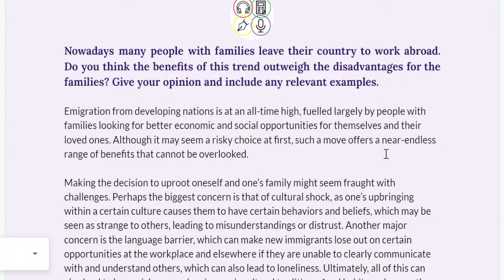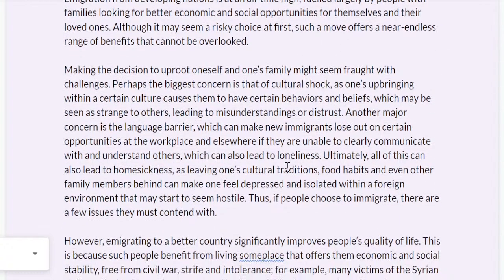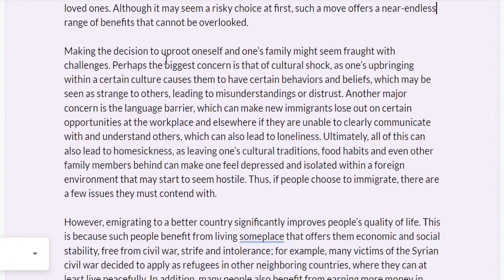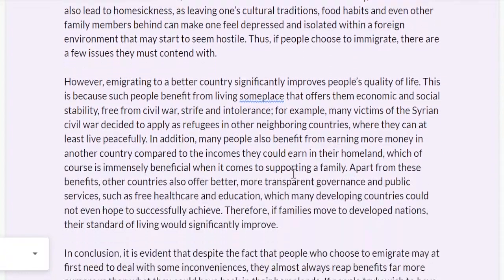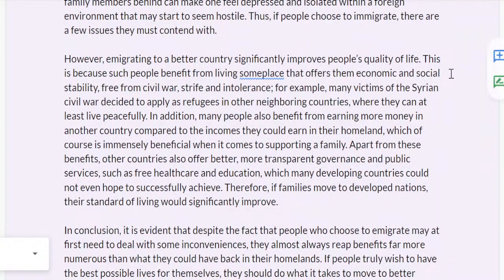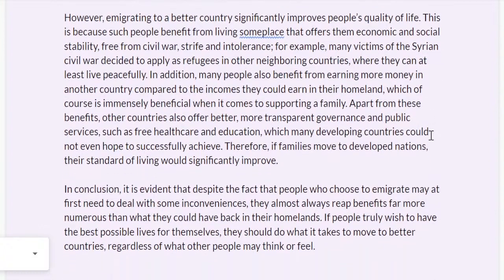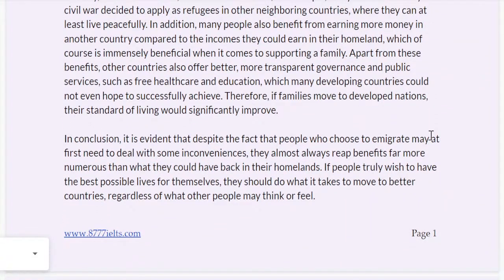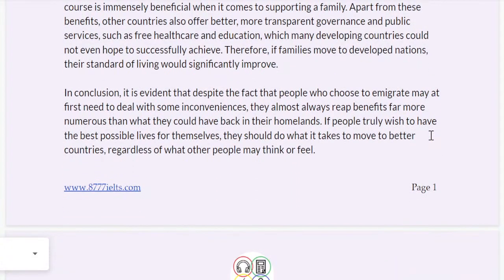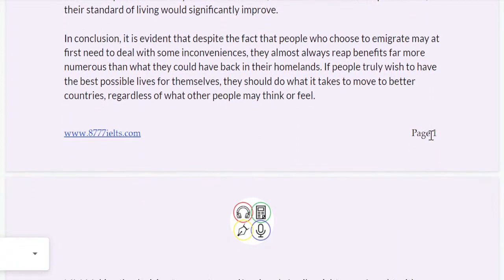The loved ones. It may seem a risky choice at first. There we go. Making a decision. Okay. Okay, looks good. There we go. All done. And that's all for today. I'm gonna wrap up, I think, even though it seems like, well, I finished way too early, but I don't know, maybe it was a really simple question.